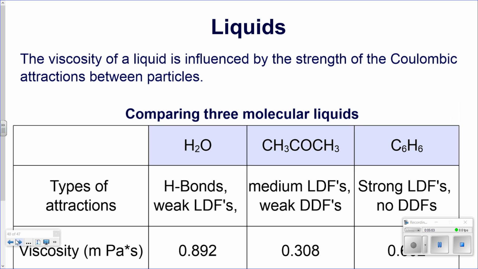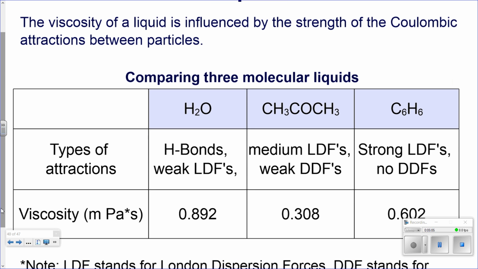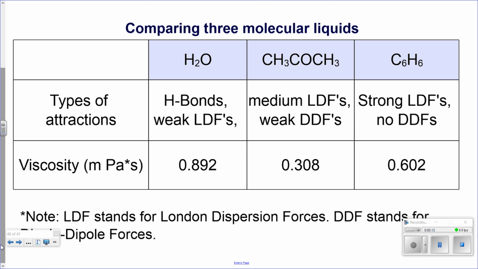So we'll go over a little bit of this in class, but the viscosity of a liquid is dependent on the strength of the intermolecular forces. If you take a look at this chart here, you'll notice that the type of attractions is compared to the viscosities, as far as what we've been talking about. So check that out.